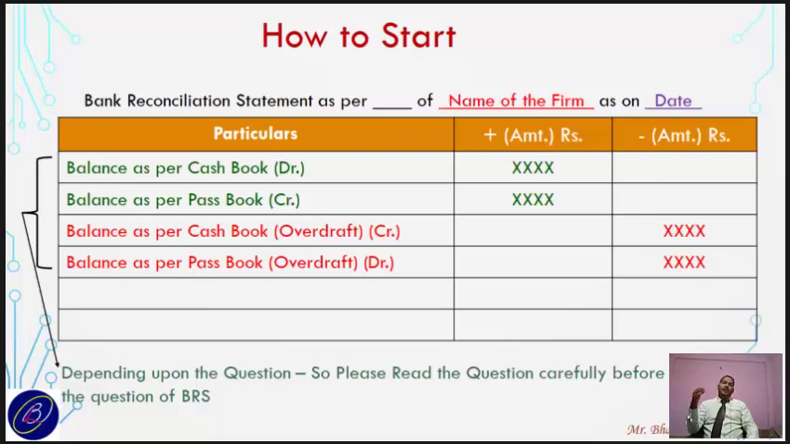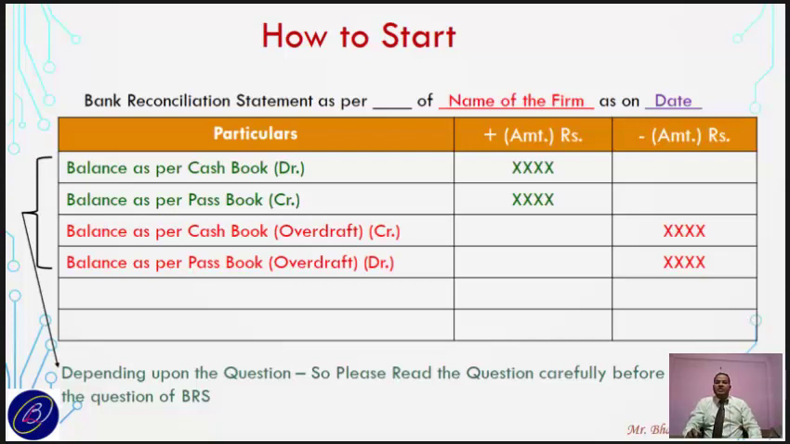Okay. Now in the particulars, I have mentioned four things. One is balance as per cash book. If it is a debit balance, what is the meaning of the debit balance? It means that if in the cash book the bank column shows a positive balance, okay, as it is positive, then put it on the plus side. Fine. In the same manner, balance as per passbook, if it's a credit balance. Okay.